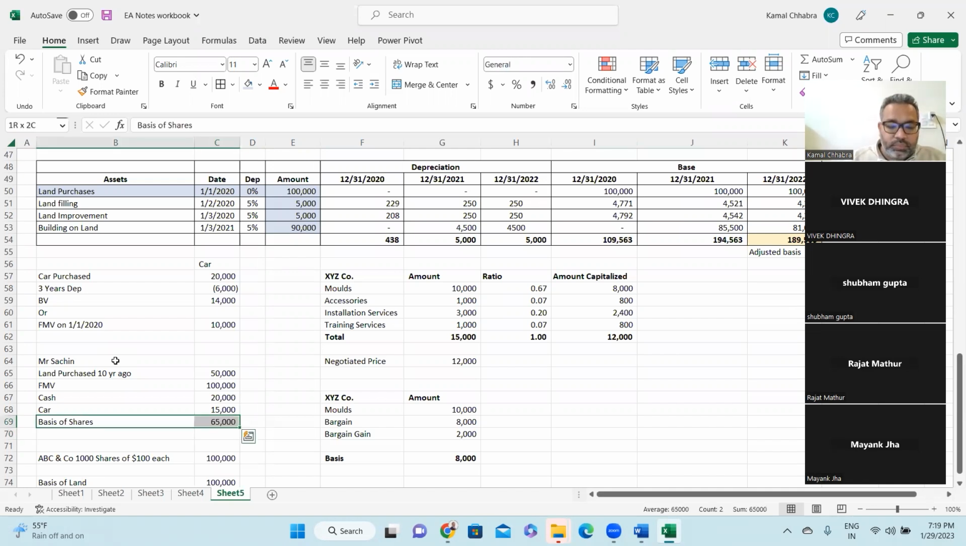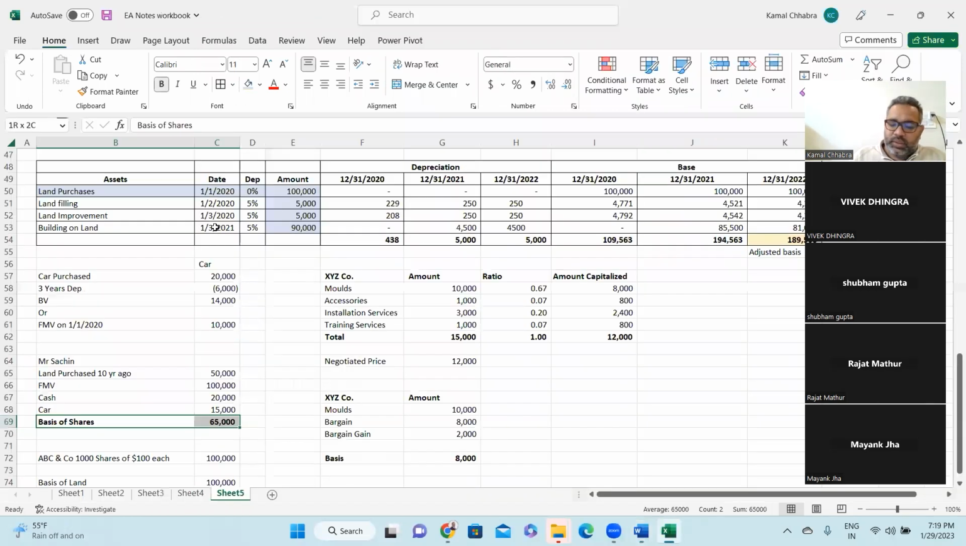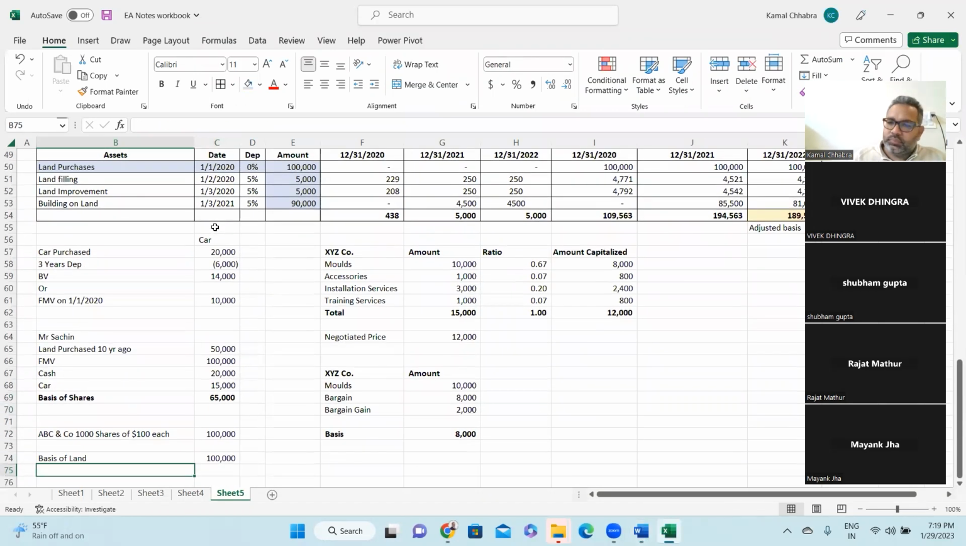Are you guys with me? Yes, sir. So what is the basis of share in the books of Sachin? $65,000. Look at this one. Basis of stock received, book value of the property exchanged plus gain on the property, minus cash received minus any other property received. Now, the basis of property acquired in the books of company ABC Limited: book value of the transferor plus gain recognized. That is $100,000. Make sense?